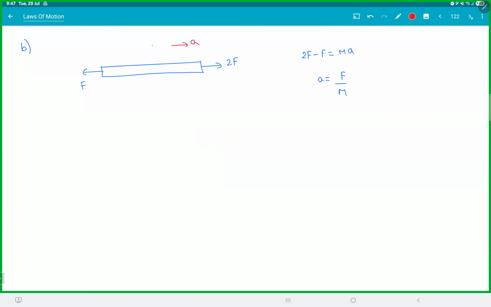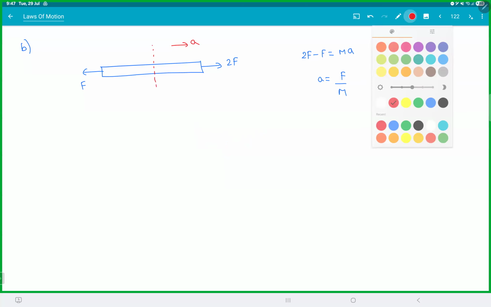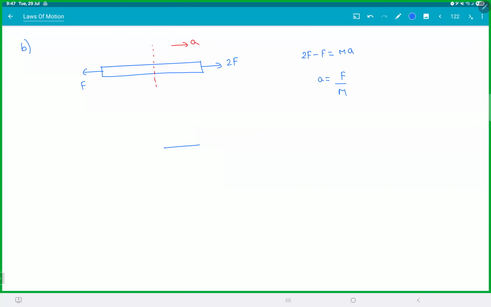So you want to find tension here, cut it here. When I cut it, I'll get two pieces. I can take any one piece. I will take the right piece. The forces will be 2F and tension. And this mass will be small m, which will be m by L, total mass by total length, into x. Acceleration. 2F minus T is equal to small m into acceleration.